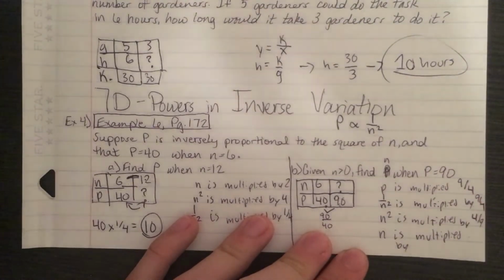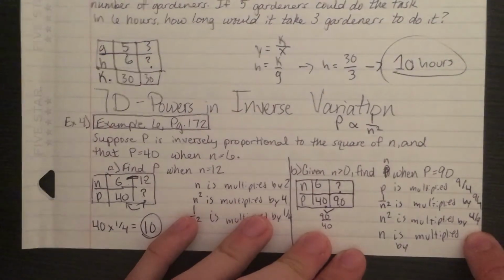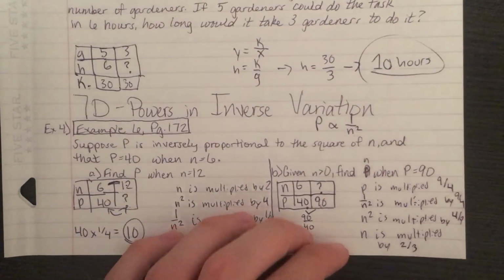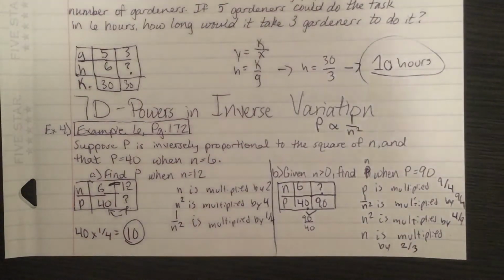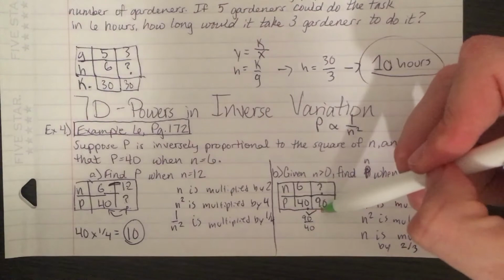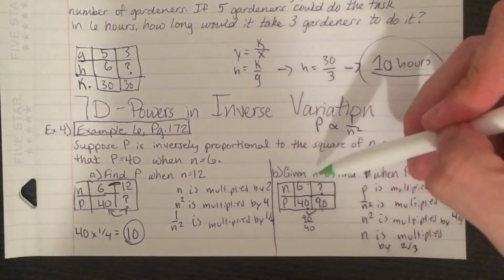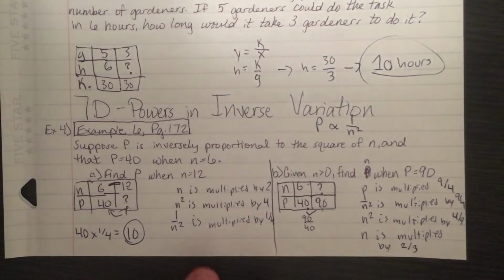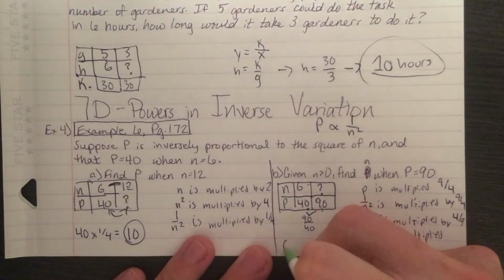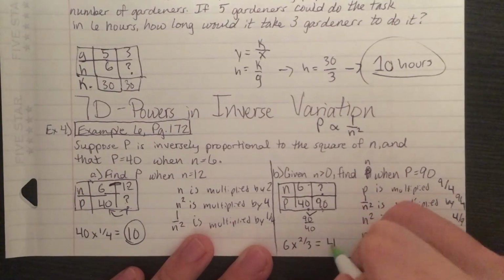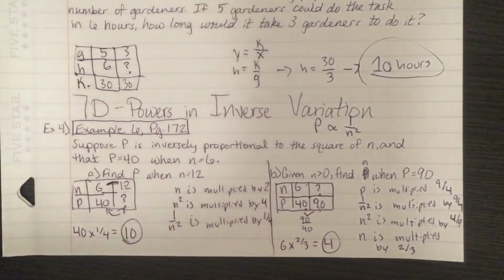So the square root of 4/9 right there is going to end up being 2/3. So then to finish this out, all that we've got to do is say, okay, well, anytime this increases by 9/4, this is going to increase by the flip of that and then take the square root, which is 2/3. So we're going to say, okay, well, 6 times 2/3, and that should equal 4.